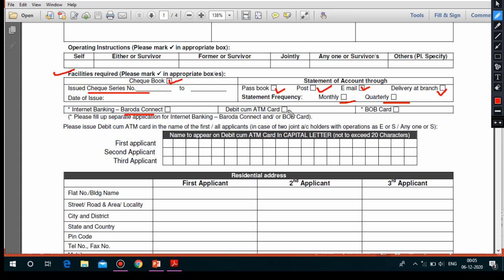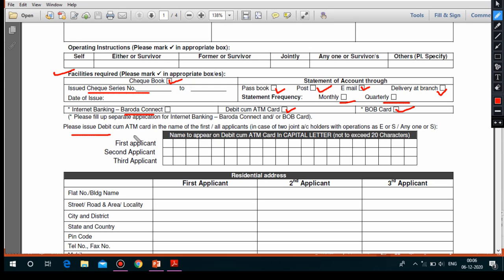Then debit cum ATM card, if you want, you can tick mark. Then BOB card, that is a credit card, if you want, you can tick mark. Then issue of debit card, if you want a debit card. If you want a normal debit card, whatever the bank will give, and you want to print your name on that debit card, then issue debit card, ATM card in the name.